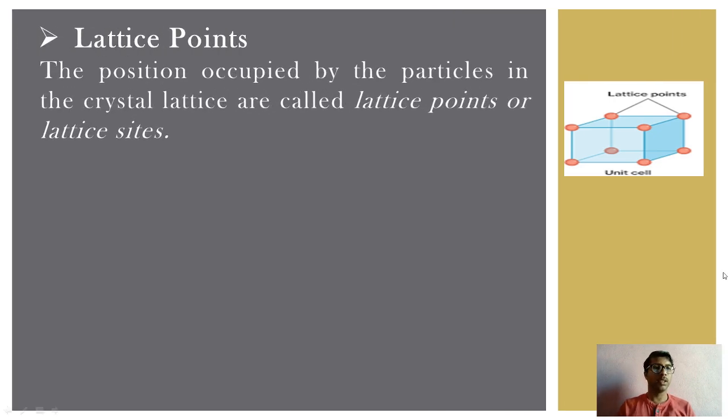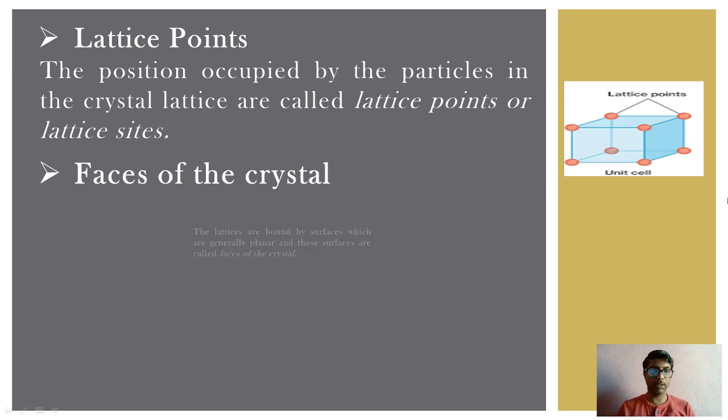Lattice points. The positions occupied by the particles in the crystal lattice are called as a lattice point, also termed as lattice sites. So in this figure, these red circles are also called as ions, molecules. These occupy the position in this particular lattice. The position is the corner. So this is called as a lattice point. This is also a lattice point, this is also a lattice point. So every red circle that occupies a position of this cube is termed as a lattice point.